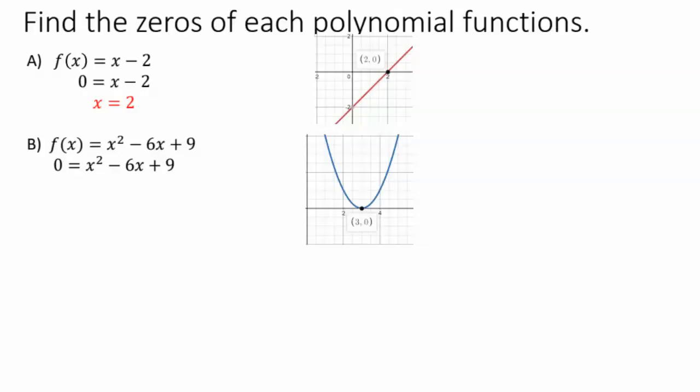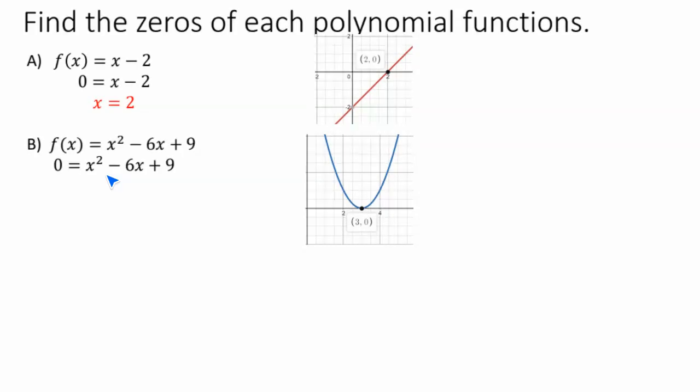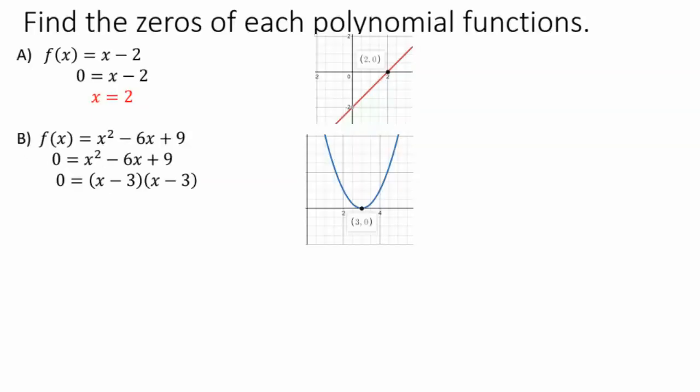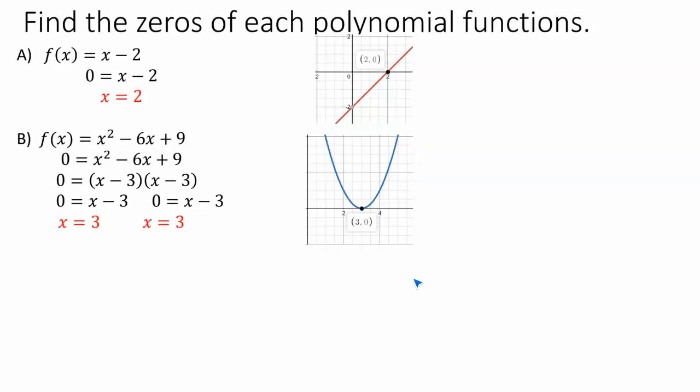Okay, so let's go to B. We have f of x equals x squared minus 6x plus 9. If we want to find the zero, we set y equal to 0. Since this is quadratic, you have options. You might be able to factor, and again, not everything factors, but that is one option. Then you have the quadratic formula. And in some cases, if it's set up in the right way, you can use the square root property as well. In this example, I went ahead and factored, and so my zeros are x equals 3 and x equals 3. Since it's the same zero, notice that the graph touches and then it turns.